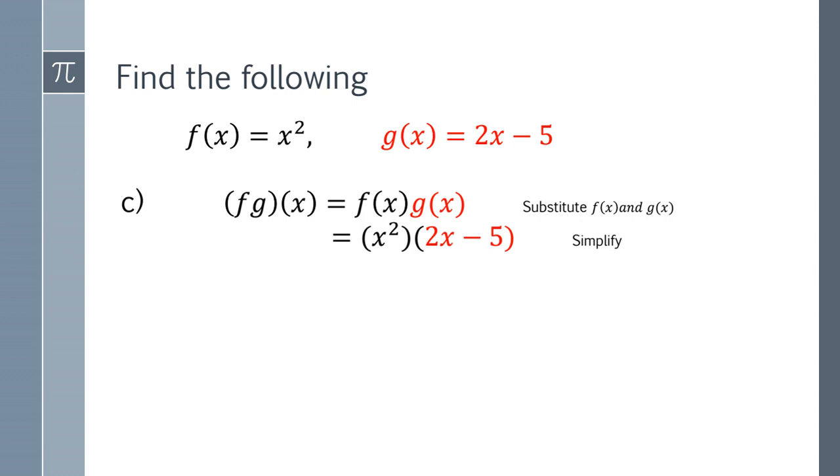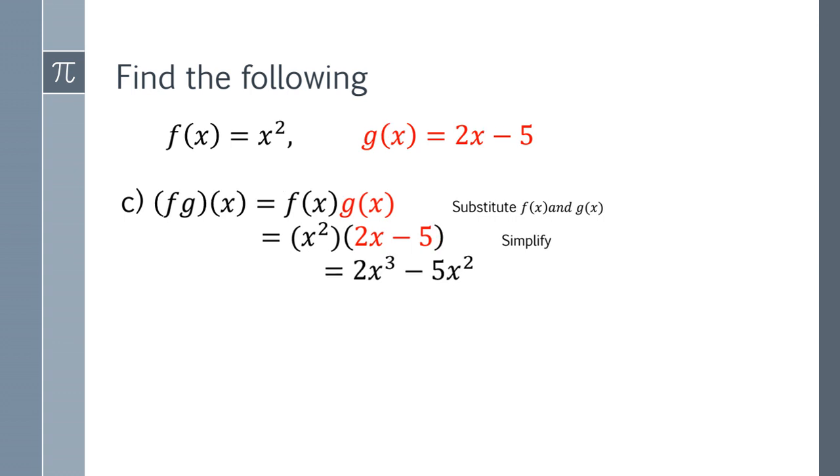So let's do C. And this is the product of function f with function g. Rewriting it as f of x times g of x. Do our substitution, x squared times 2x minus 5. And on this simplifying one, I just need to distribute the x squared, right? So the x squared times the 2x is going to give me a 2x to the third power. And then x squared times the minus 5 is going to give me a minus 5x squared. And this will be my answer for the product of these two functions, 2x cubed minus 5x squared.